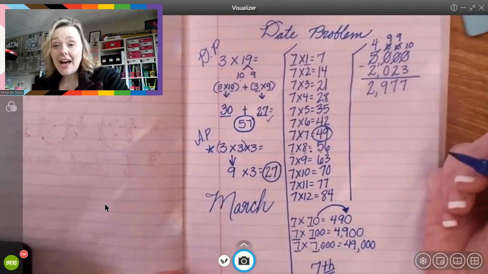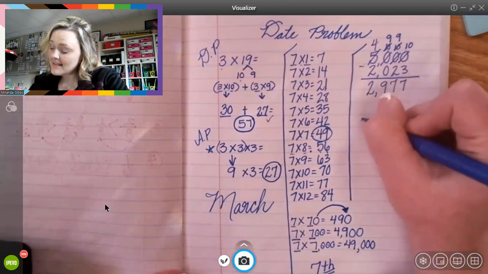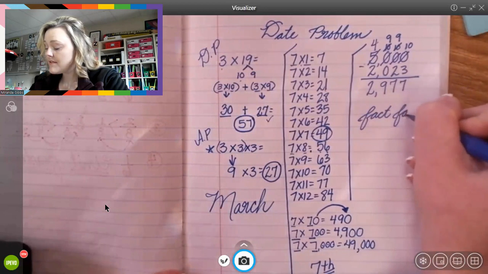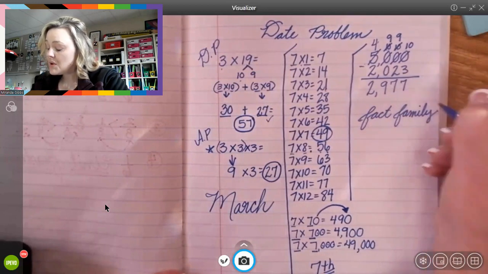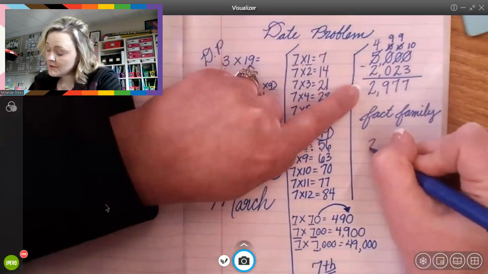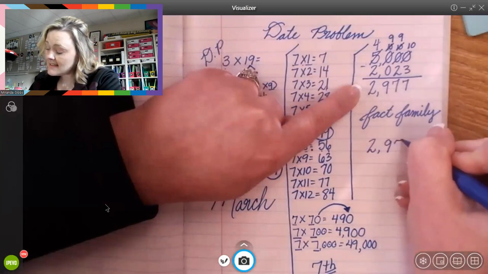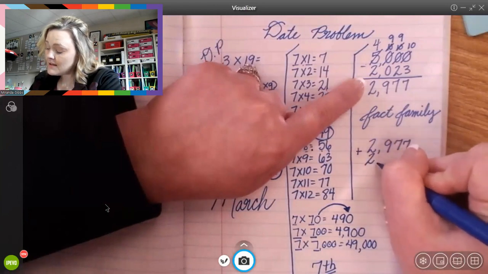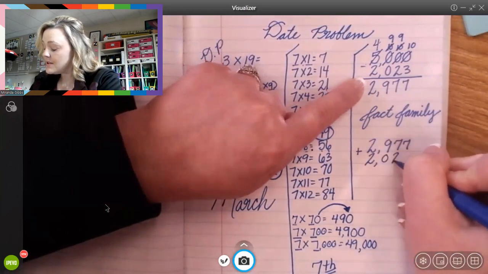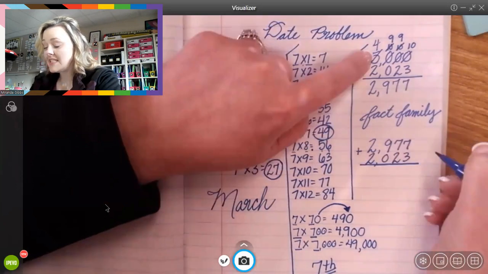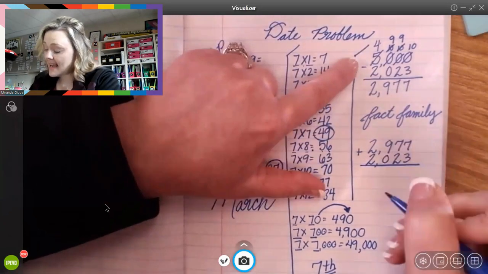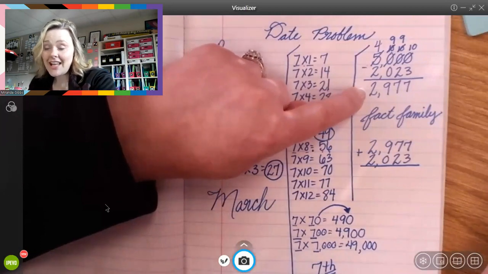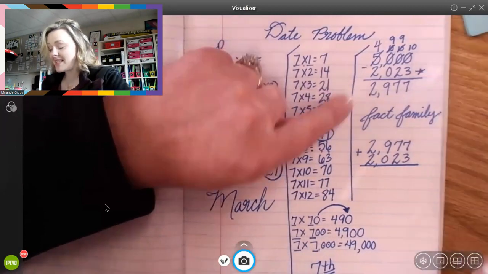So if we were going to make a fact family to check this, we would write 2,977 plus 2,023, and that should get us 5,000. Or we could say 5,000 minus 2,977, and that should get us 2,023.